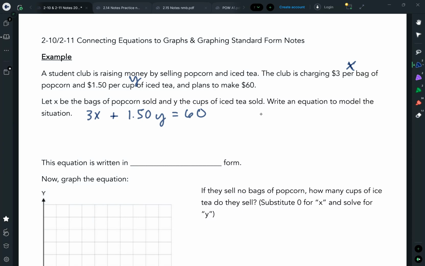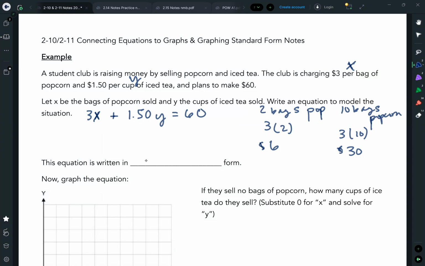So again, let's remember that if we wanted 2 bags of popcorn, I would do $3 times 2, and I would get $6. Or if I wanted 10 bags of popcorn, I would do 3 times 10, which is $30. So all we're doing here is saying, well, we don't know how many, so let's say the amount is x for popcorn and the amount is y for iced tea. This is one of those equations you really need to be able to write out on your own given a word problem.